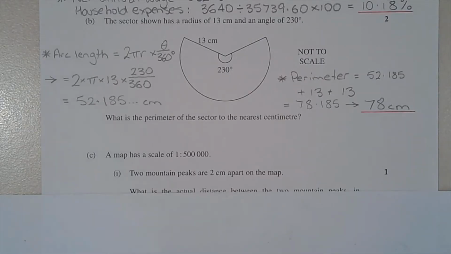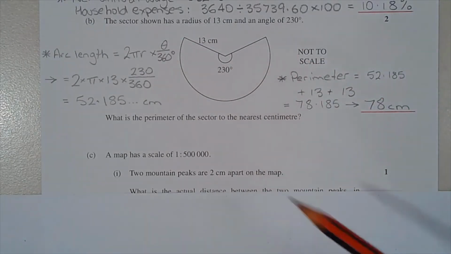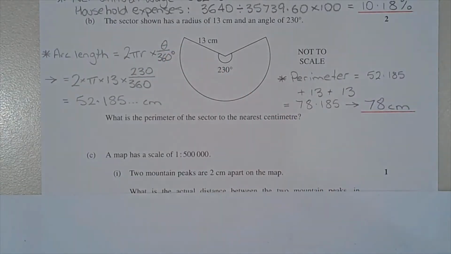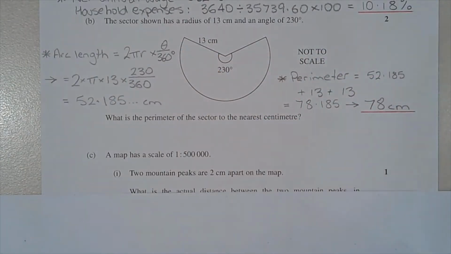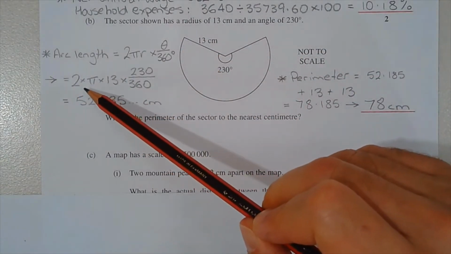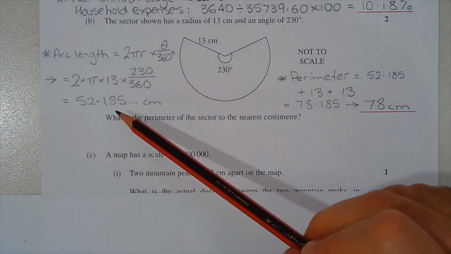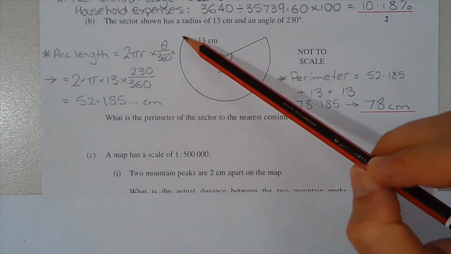Question 27b. The sector shown has a radius of 13 centimeters and an angle of 230 degrees. What is the perimeter of the sector to the nearest centimeter? The perimeter is the arc length plus the 2 radii. The arc length is found by applying the formula 2 pi r multiplied by theta over 360. That's the fraction of the circumference that corresponds to the arc length that we want. That's equal to 2 times pi times 13 times 230 over 360, and that equals 52.185... It's a whole decimal there, I only wrote the first 3 decimal places. And that's the arc length.